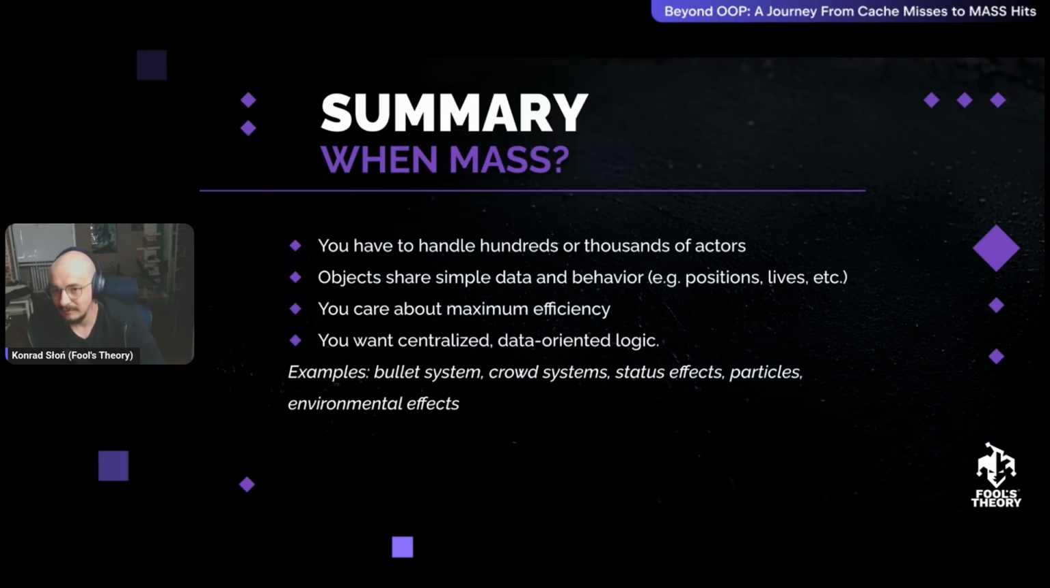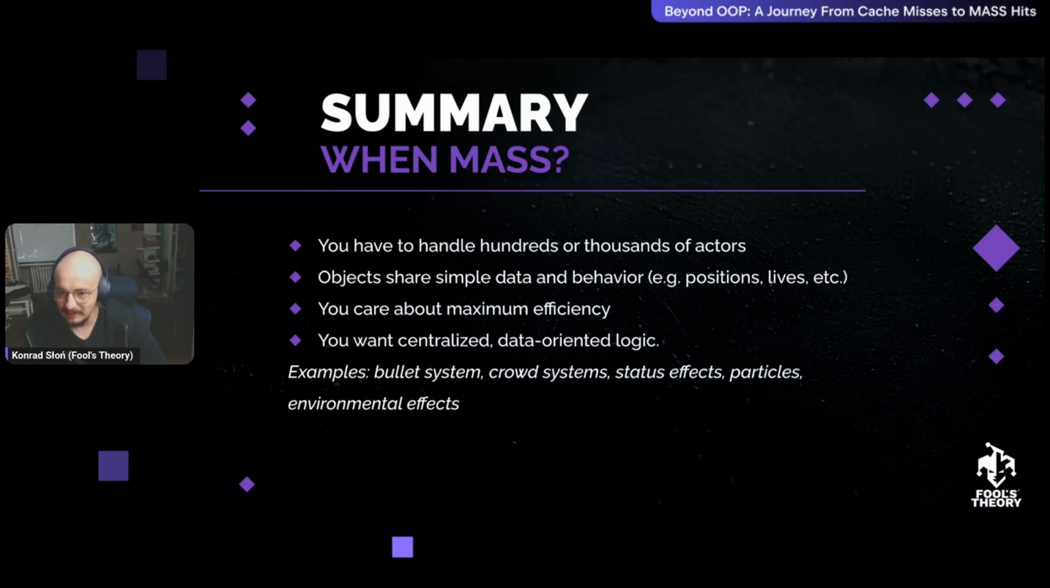But if that uniqueness is not that important for you, but you want to treat some group of actors as a group, so you can iterate over it and do some stuff, then mass is super cool for that, because you can handle hundreds of thousands of actors pretty quickly. Objects share simple data and behavior. You care about maximum efficiency. You want centralized data-related logic. So bullet system, crowd system, status effect, particles, environment effect, all of that is super cool when you use mass, because you can do it in one go. You can utilize CPU cache, and this is super quick.